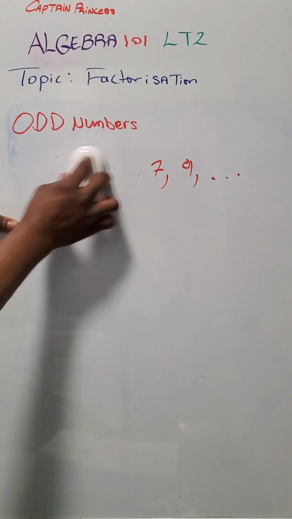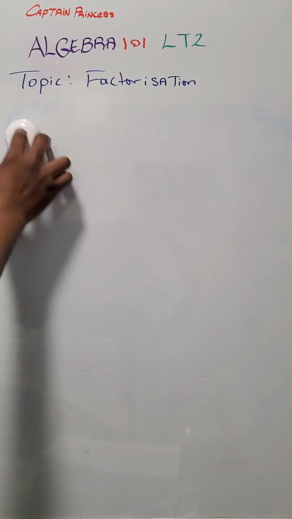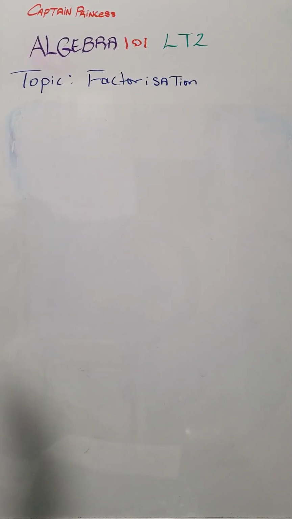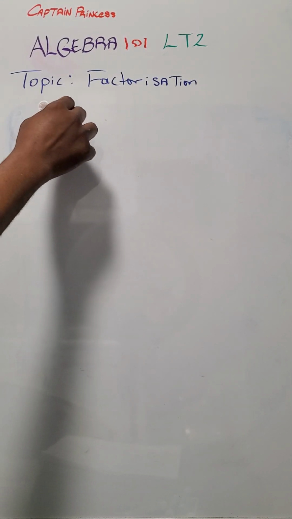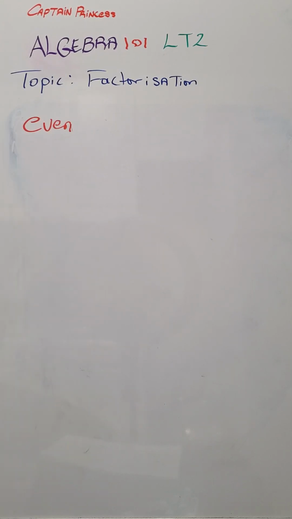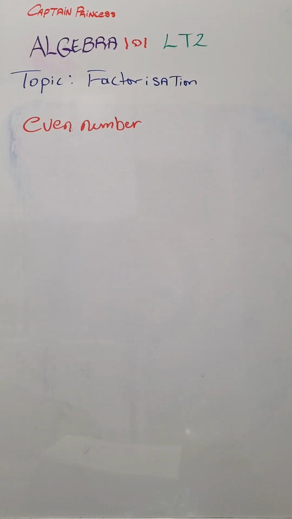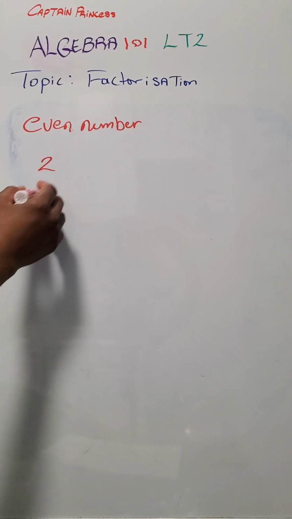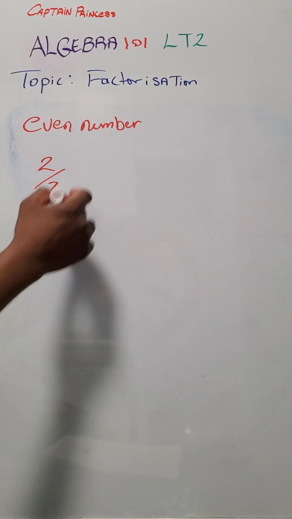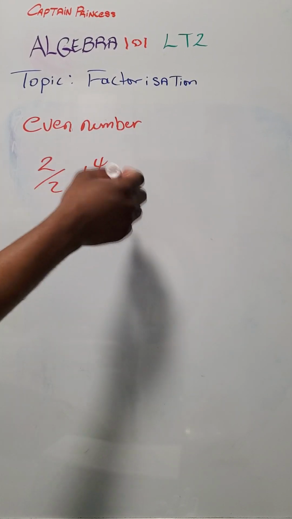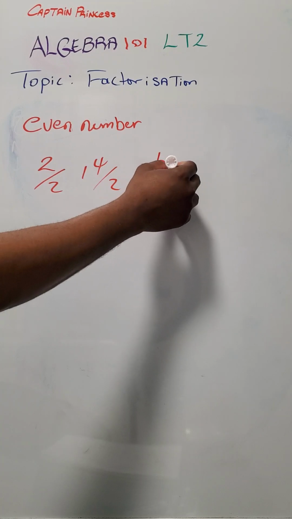Speaking about even numbers, let us describe what even numbers are. It is good to know how to identify these numbers. So what are even numbers? An even number can be divided by 2 evenly, meaning it can be cut into 2 equal halves. For example, 2 divided by 2 gives 1. 4 divided by 2 gives 2, and so forth.